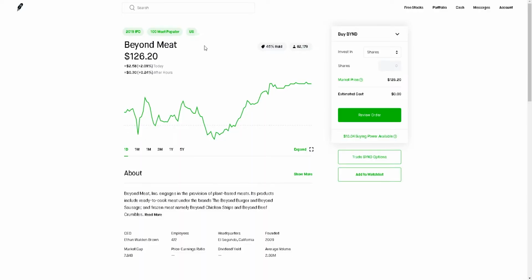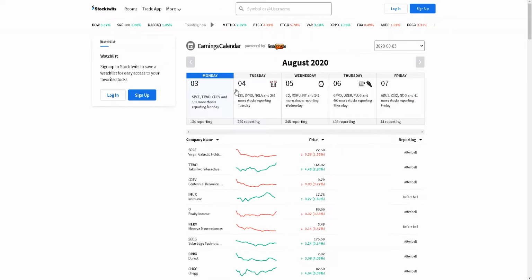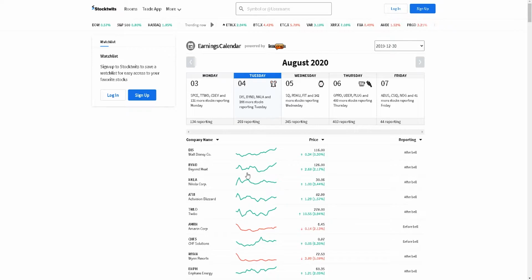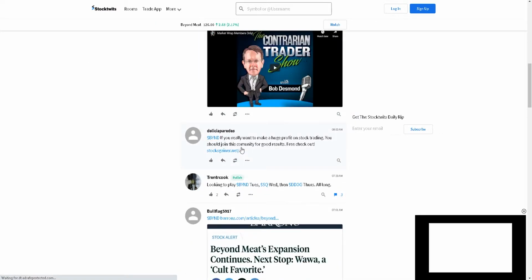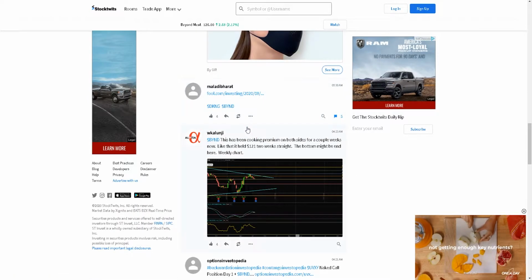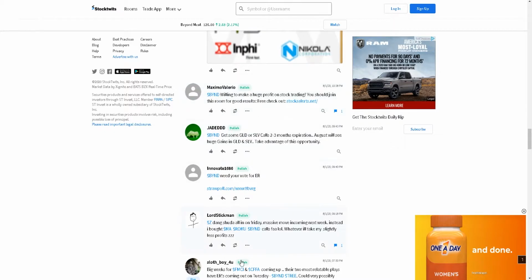So to further add to the bullish momentum behind Beyond Meat, I went to StockTwits. We can see they have earnings on Tuesday. So I clicked on them and I saw the news. People are bullish, bullish, bullish. You have one bear, but mainly bullish.